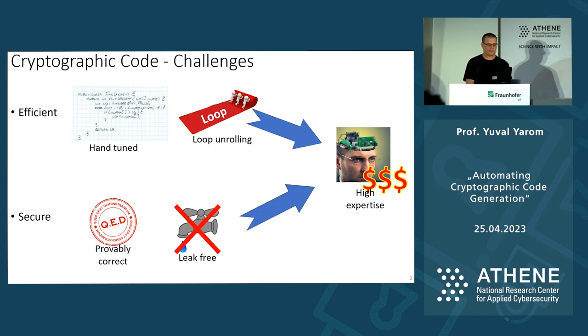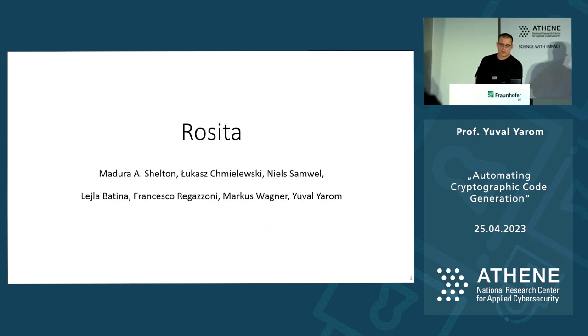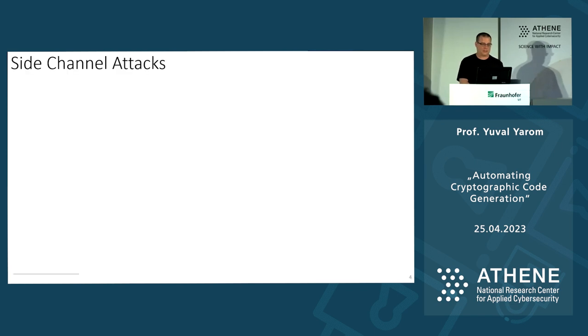We don't want that. So my aim in this research, and this is a new research direction for me, is to try and reduce this cost by automating things. And we will look at two approaches that we have used for that, and hopefully we'll learn something. So the first is a work called Rosita, a collaboration with quite a few people. Let me present it.